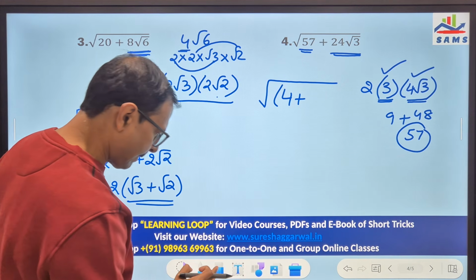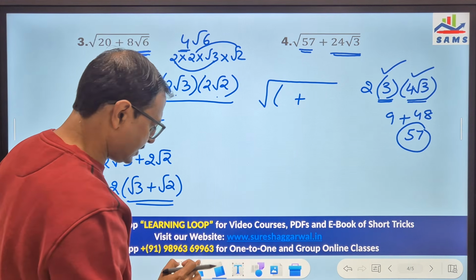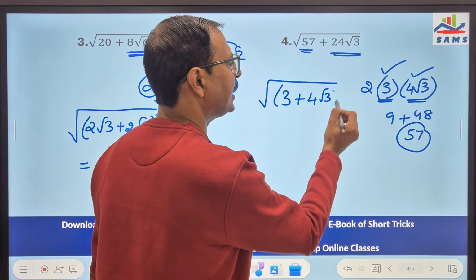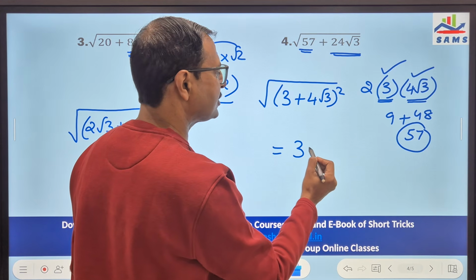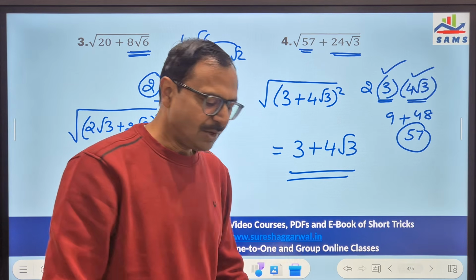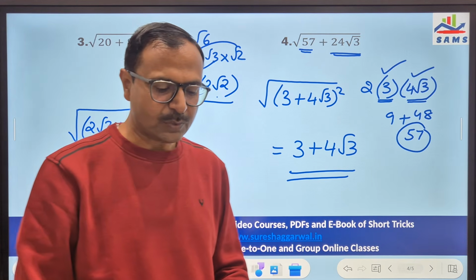This is 3. So let's make the correction. This is 3 and 4 root 3 whole square, and so it comes out of the square root and becomes 3 plus 4 root 3, which is the final answer for this particular question.